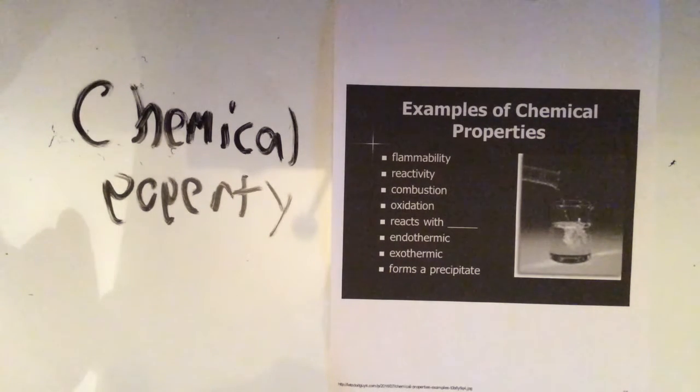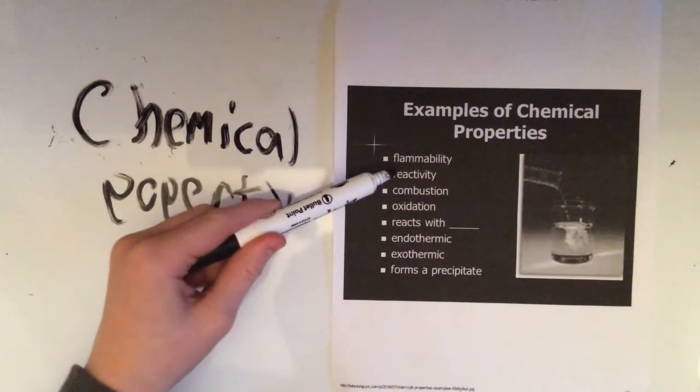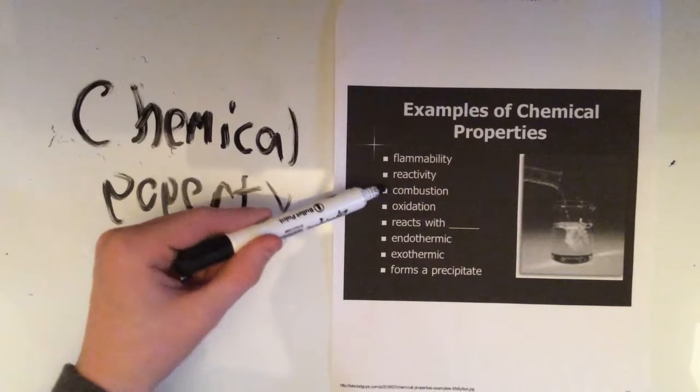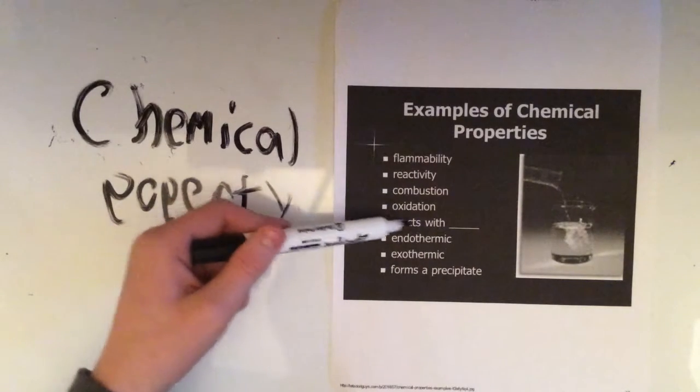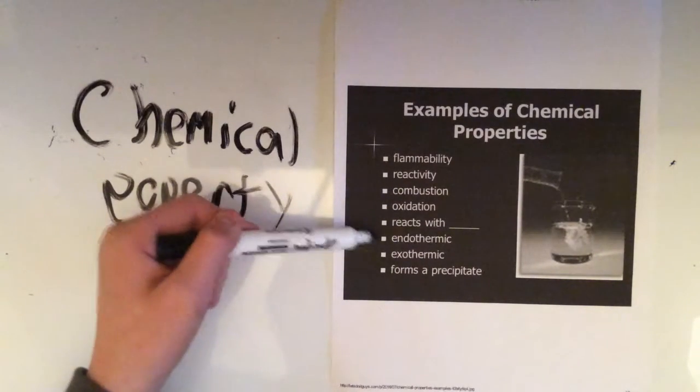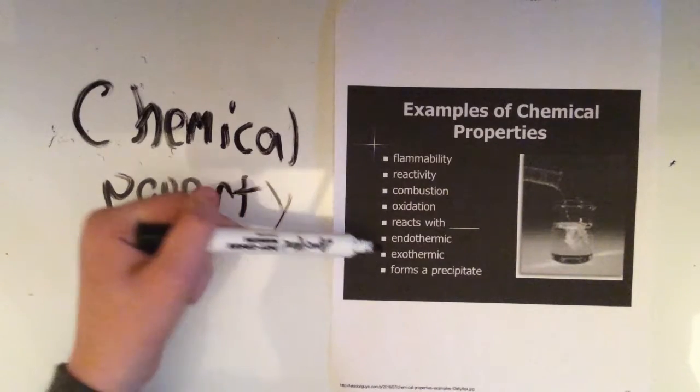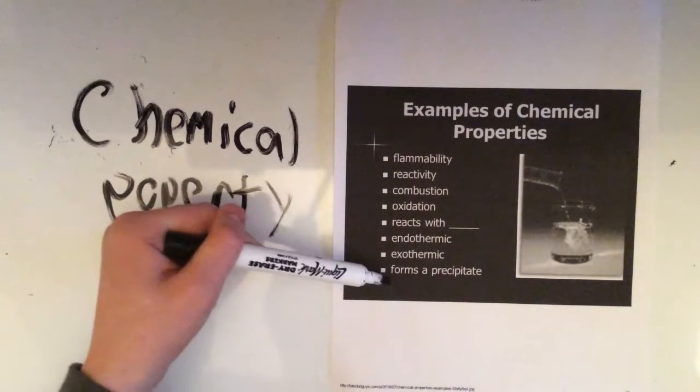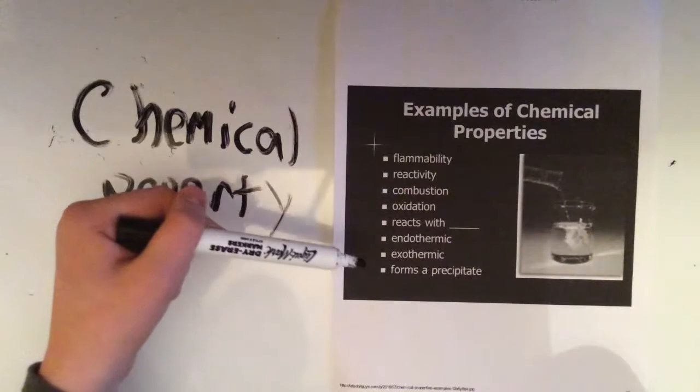Now we move on to chemical property. It is how one substance reacts to another substance. Some of the chemical properties are flammability, reactivity, combustion, oxidation, and reacts with stuff, endothermic, exothermic, and forms of precipitate, which we will get to later.